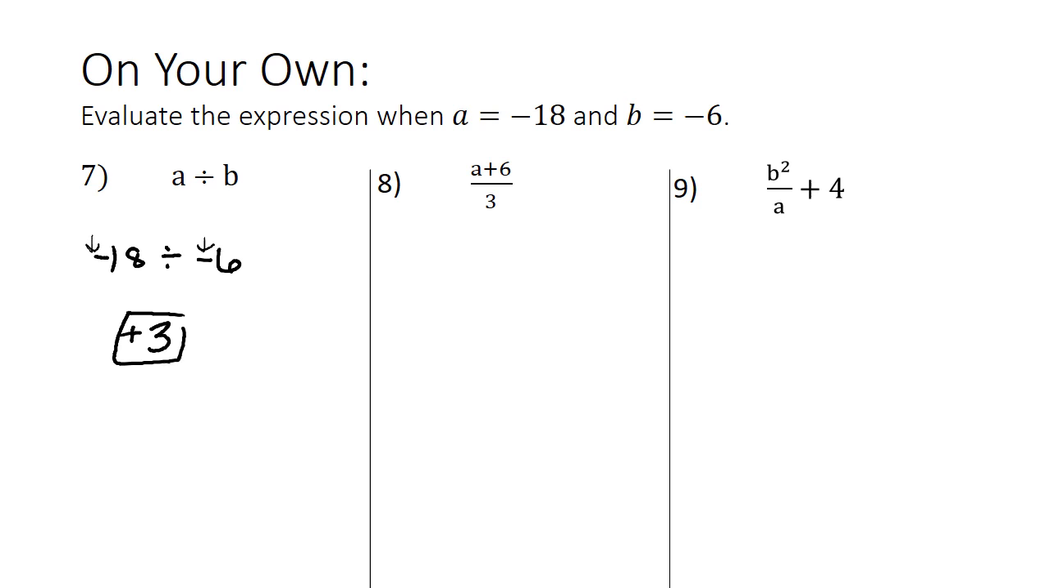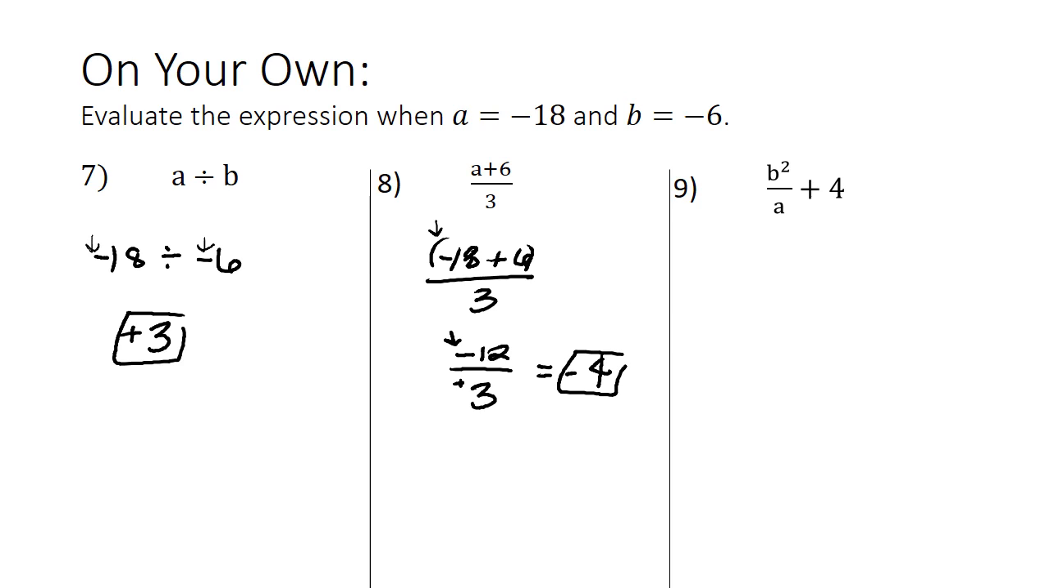For number 8, we have (a plus 6) divided by 3. Well, in this case, we have a, which is negative 18. So we have negative 18 plus 6 all divided by 3. And again, because it's the whole expression right here, we can actually include these parentheses, and we could say negative 18 plus 6 is going to become negative 12. And that negative 12 is all over 3. So negative 12 divided by 3 is going to be equal to 4. And we can say that it is going to be a negative 4 because it's a negative divided by a positive.